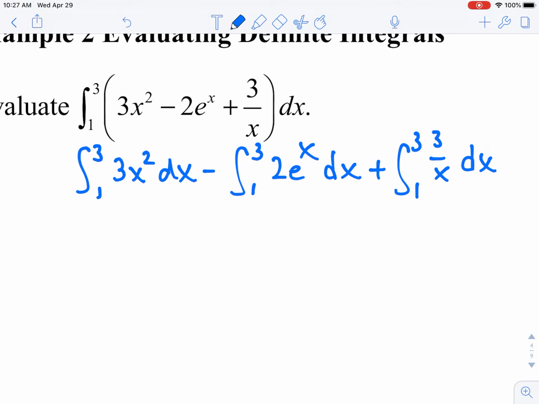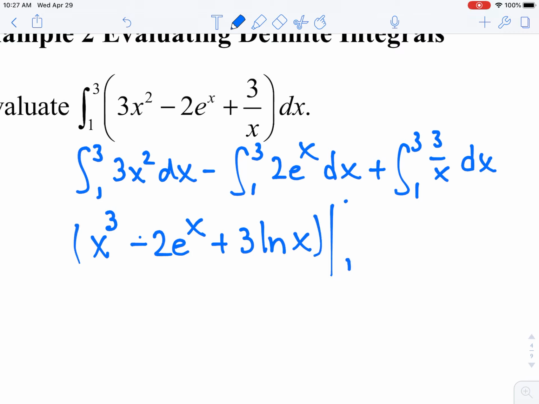But the antiderivative of 3x squared is x to the third. And the derivative of e to the x is e to the x, or the antiderivative. And this last one is 3 over x. And we know 1 over x is natural log. So this is 3 natural log of x. And that's from 1 to 3.